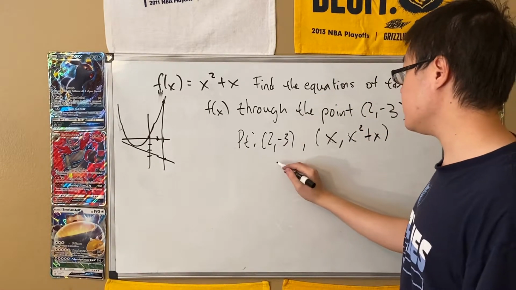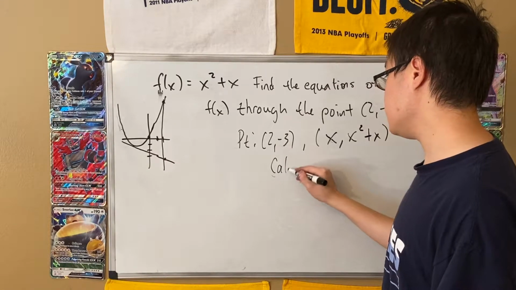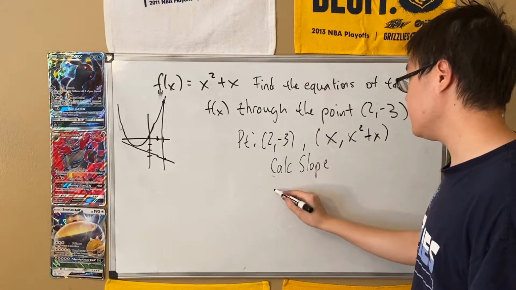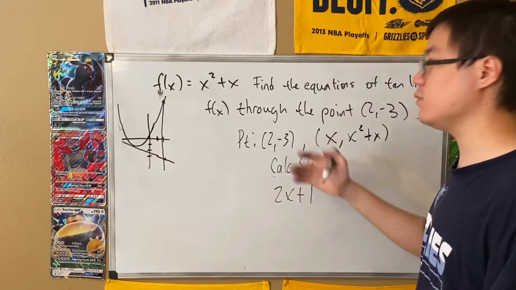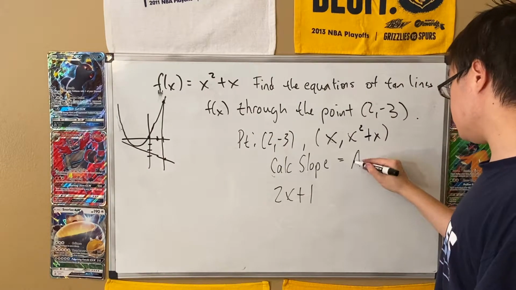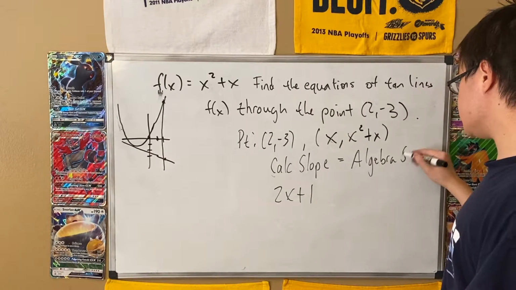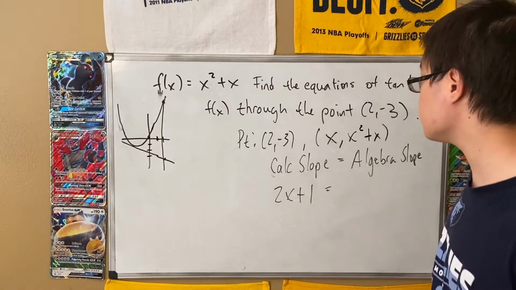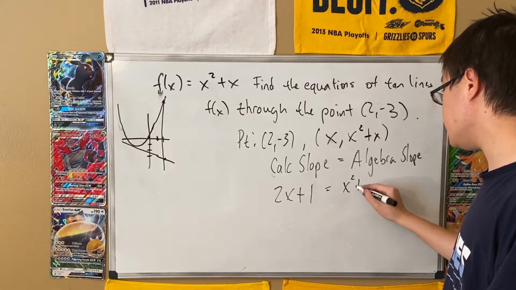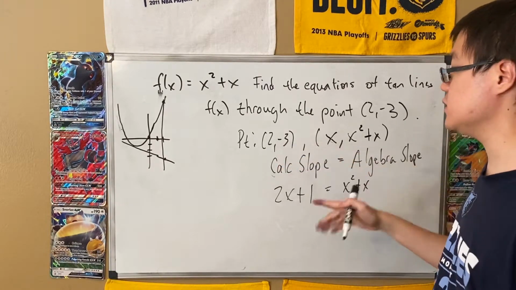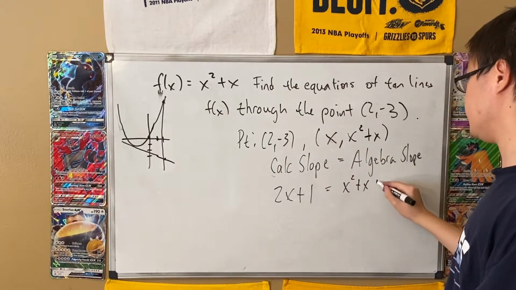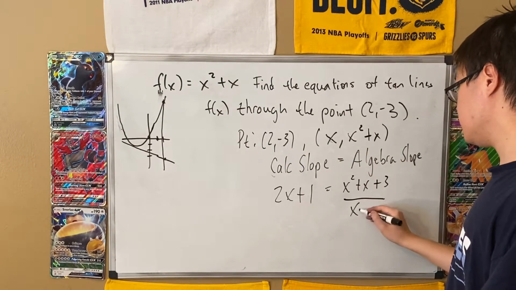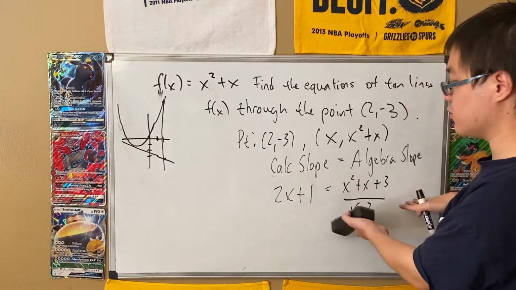So the calculus slope, so let's write the word calculus. So the calc slope is actually a lot easier than the algebra slope because it's just a derivative, 2x plus 1 using the power rule. Then you do algebra slope. So algebra slope is going to be just our normal y2 minus y1 over x2 minus x1. So it's going to be x squared plus x minus, because it's y2 minus y1, so it's going to be plus 3. So this is minus 3 over x minus 2. So it's calculus slope equals algebra slope.